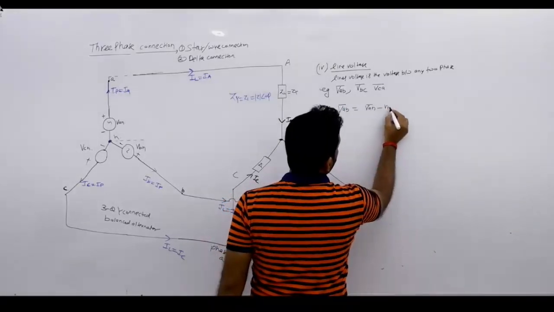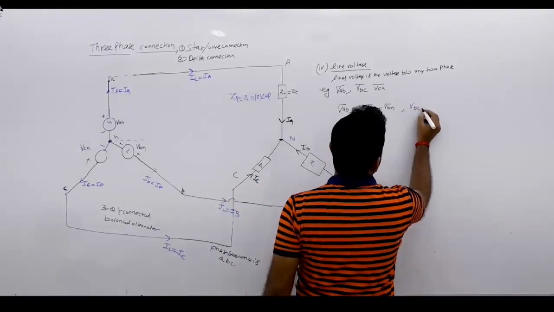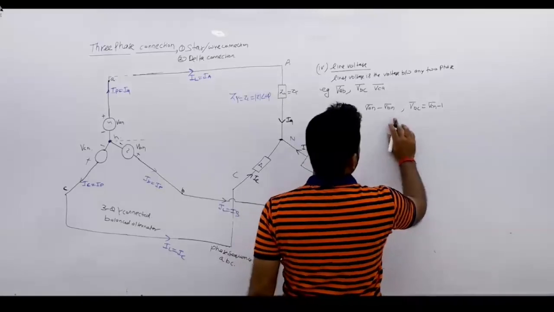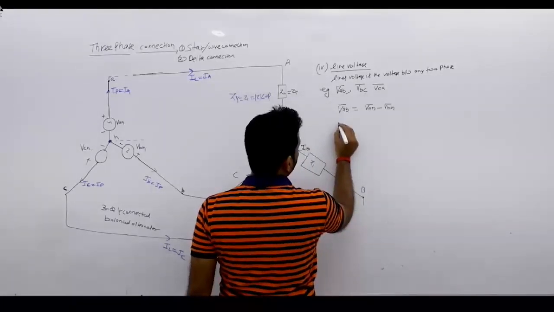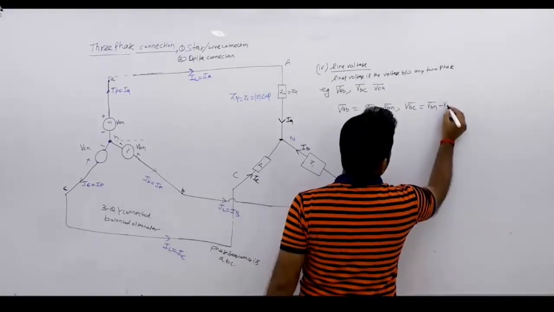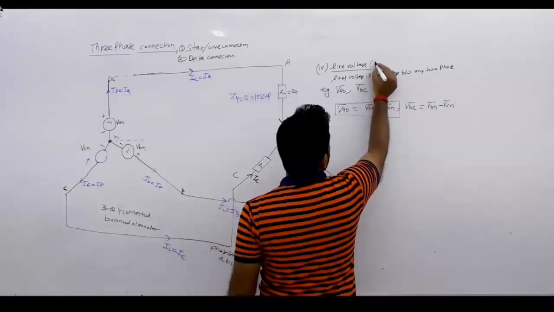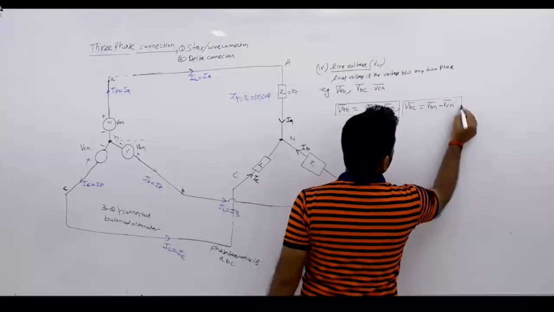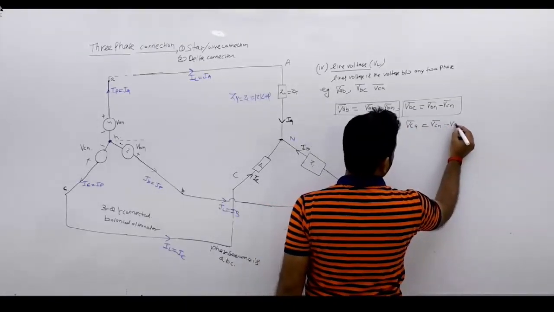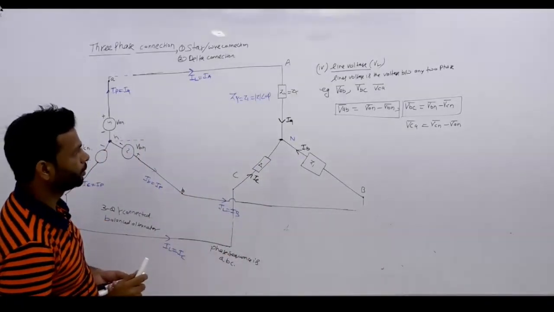So our first line voltage is VAB, and VAB I can write as VAN minus VBN. Okay, similarly if I take VBC, then it is equal to VBN minus VCN. This is the second line voltage. Similarly, I take the third line voltage, that is VCA, that is equal to VCN minus VAN. Hopefully, you are understanding.